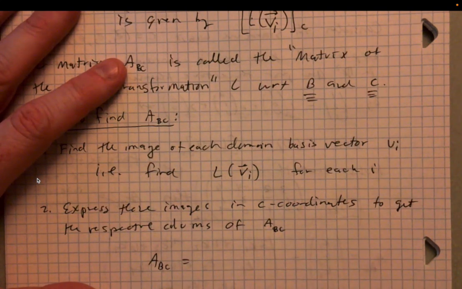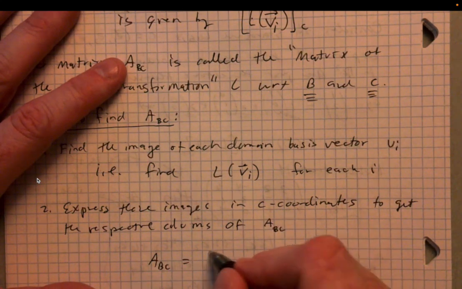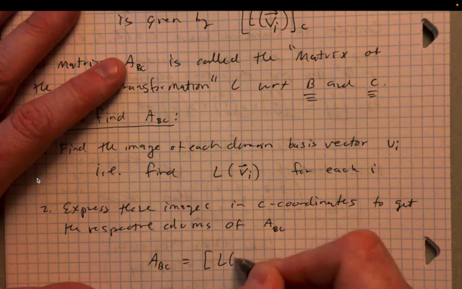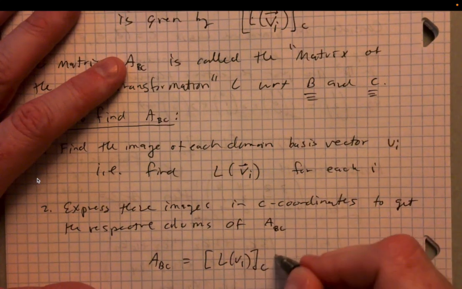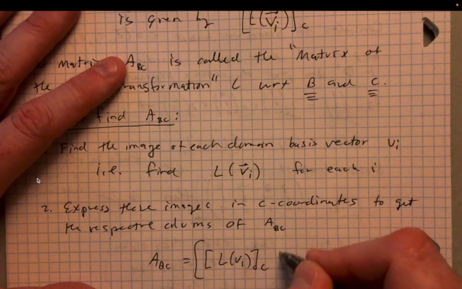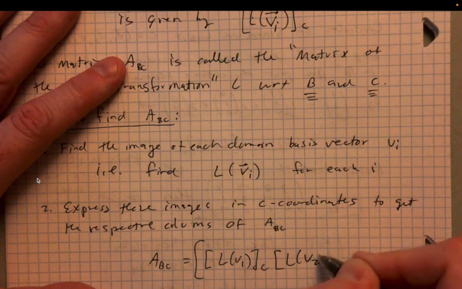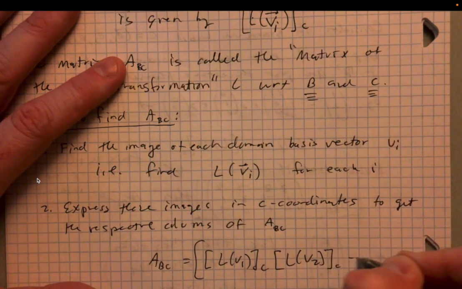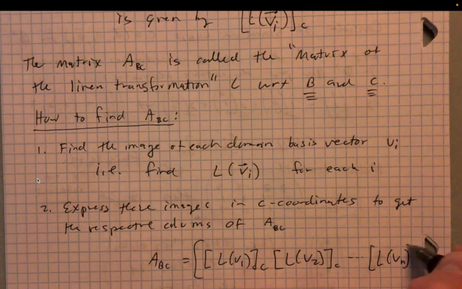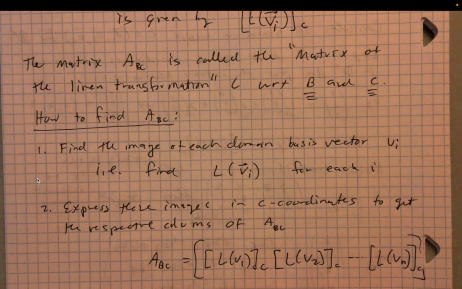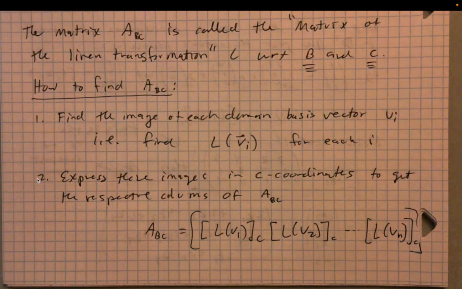is equal to L of V1, L of V2, dot dot dot, L of Vn, right? Each of these expressed in C. Okay, so that's the idea of finding this matrix.